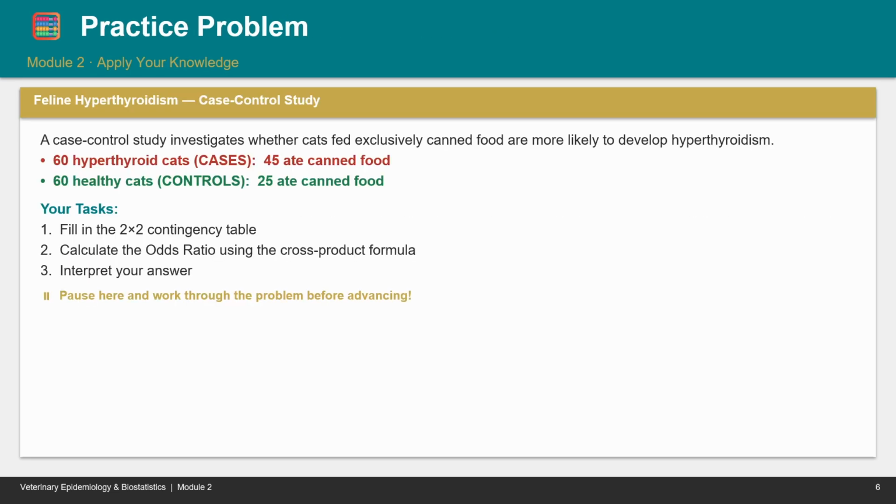Here's your practice problem. We have a classic case control setup, 60 hyperthyroid cats and 60 healthy controls. Of the cases, 45 were eating canned food. Of the controls, 25 were eating canned food. Build your table and calculate the odds ratio. Take a moment, then move to the next slide.